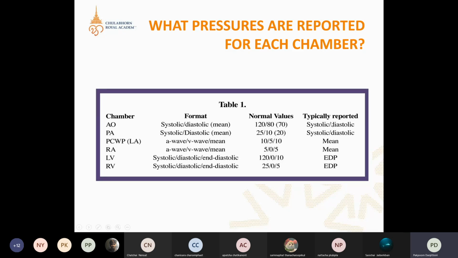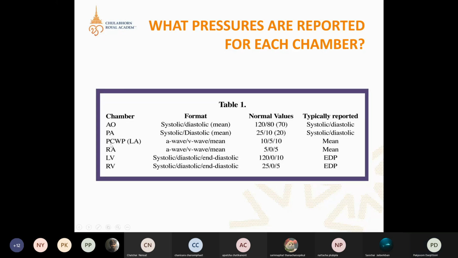Again, for what is typically reported, you definitely have to know which chamber and which value should be reported to the doctor. Let's say the aortic pressure, you have to report as systolic over diastolic. The same for pulmonary artery pressure, you report as systolic over diastolic.